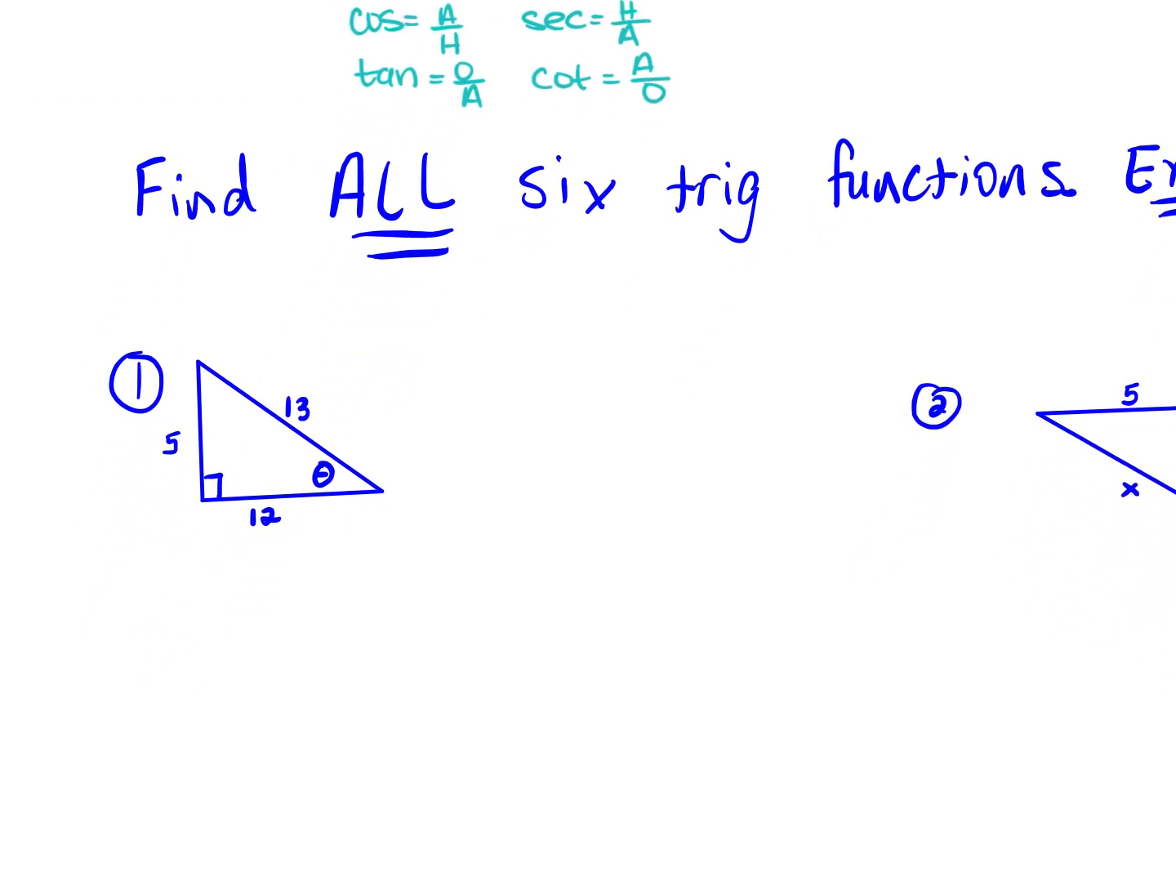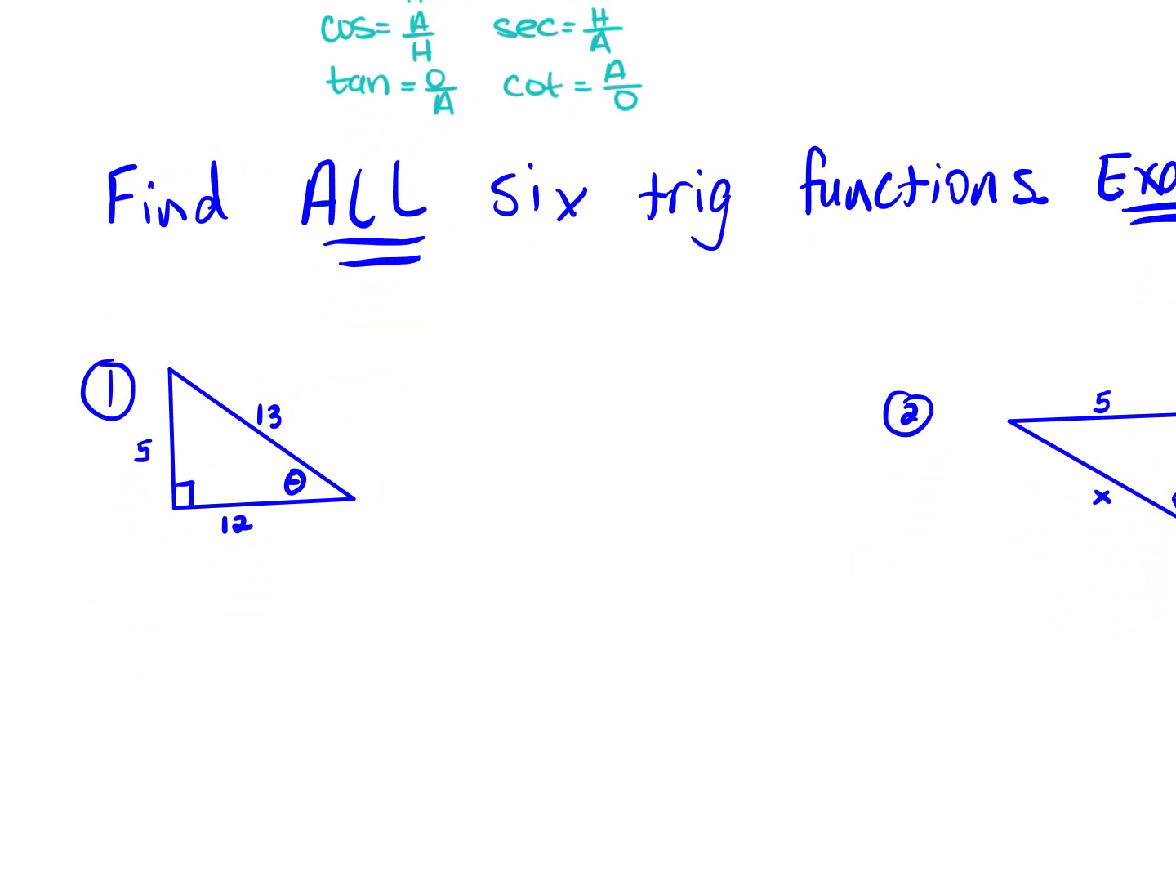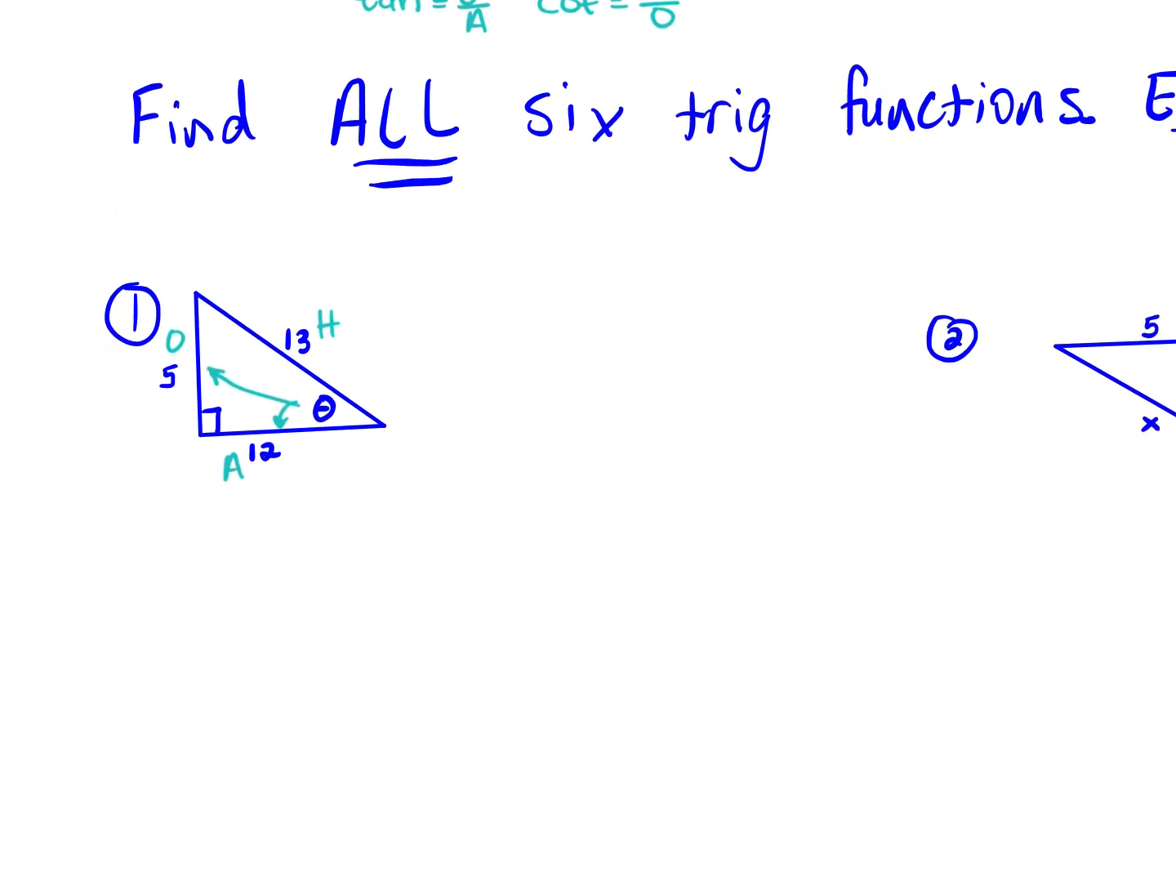For example 1, we have a triangle that has side lengths of 5, 12, and 13. Your hypotenuse is across from that right angle, so that's 13. Your theta across from that is 5. That's your opposite. Next to it is your adjacent, which is 12. From here, plug in your values for sine, cosine, tangent, and then take the reciprocals of them.